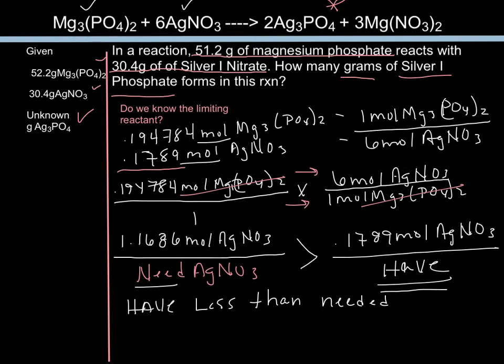So if you have less than what you need, then your silver nitrate, because remember this is all silver nitrate, we're comparing the same thing to each other, the silver nitrate is going to be the one that runs out first. And if that's the one that runs out first because you don't have enough, then that's going to limit the reaction, and that's your limiting reactant. Now if silver nitrate is the limiting, then magnesium phosphate has to be the excess. Right? So now you've identified which is the limiting and which is the excess.